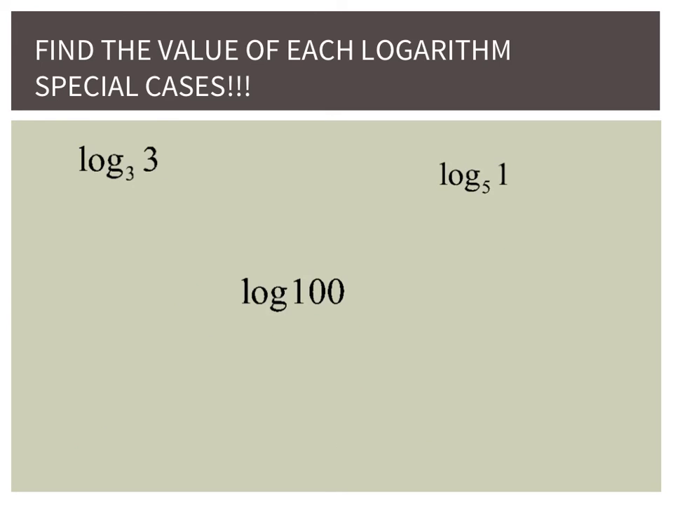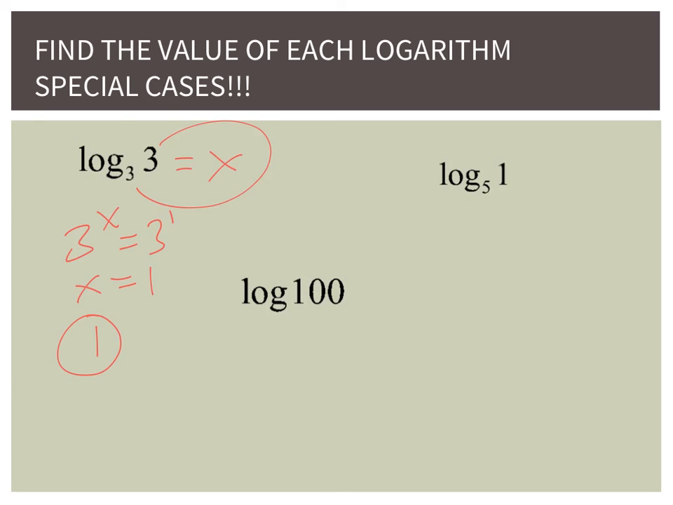Now here we got some special cases. We have log base 3 of 3. So really you're thinking 3 to what power gives me 3? That's what we're thinking there if we set that equal to x. So 3 to the x equals 3. So 3 to what power gives me 3? Well, that would be a 1 really there, so it's x equals 1. So 1's my answer. 3 to the first power gives me 3.